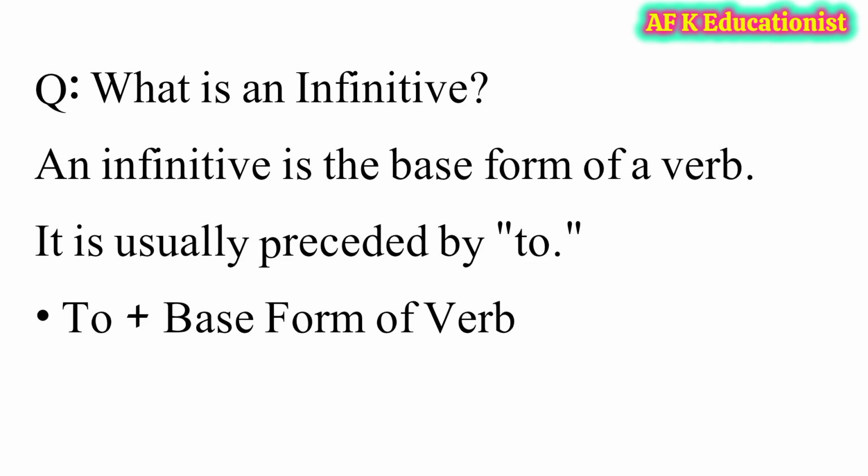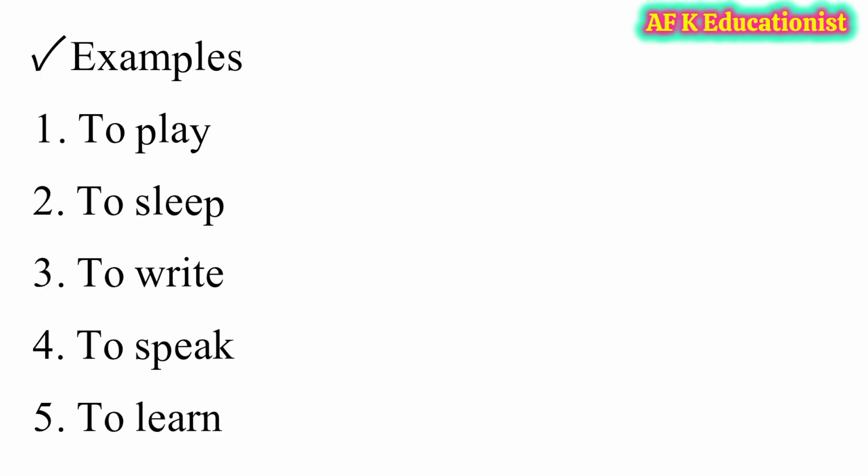An infinitive is the base form of a verb. It is usually preceded by to. Formula: to plus base form of verb. Examples: 1. To play. 2. To sleep. 3. To write. 4. To speak. 5. To learn.